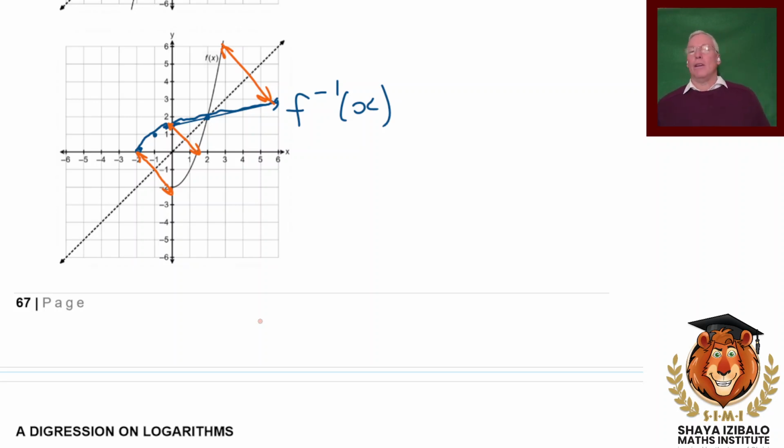In the next lesson, we're going to introduce the last piece in this topic, and that's what we call logarithms. It's a really cool piece that I think you're going to enjoy, and we look forward to seeing you next time.